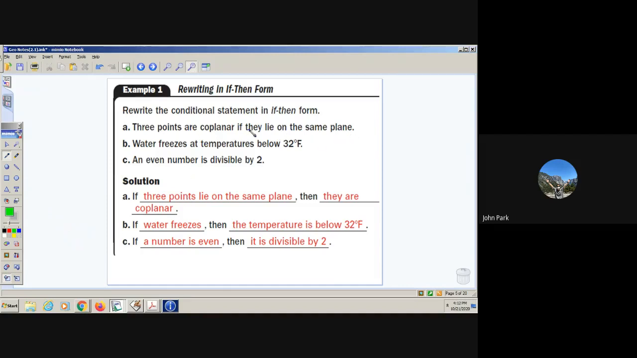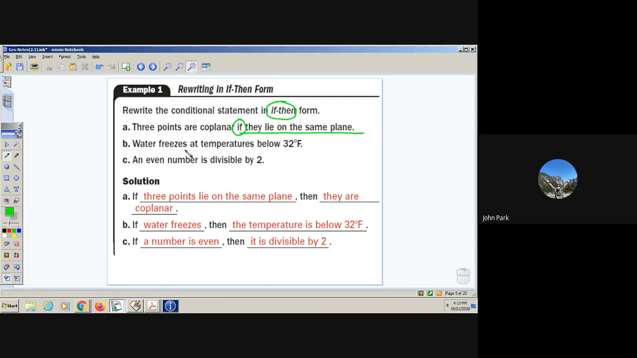So you can convert that into an if and then statement. So the if is already here, you notice. So then you could just say if the points are on the same plane. So it says if the 3 points are on the same plane, then they are coplanar. So you can make any statement into what's called a conditional statement as long as you have the if and then phrase in the sentence, right?